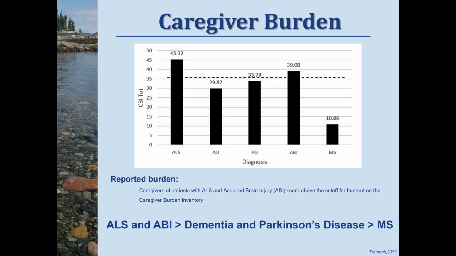So with the last few minutes, I want to emphasize the role of caregivers in this. This study looked at caregiver burden in patients with ALS, Alzheimer's, Parkinson's, ABI, which is acquired brain injury, and then MS. And on this caregiver burden inventory, 35 was the cutoff for likely caregiver burnout. And you'll see that patients with ALS and acquired brain injury really scored the highest and are above that burnout threshold. Alzheimer's and Parkinson's get close. And then again, MS, with the change in treatments that are available, that caregiver burden is much less for that population.